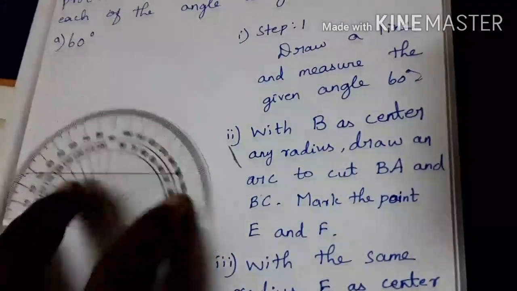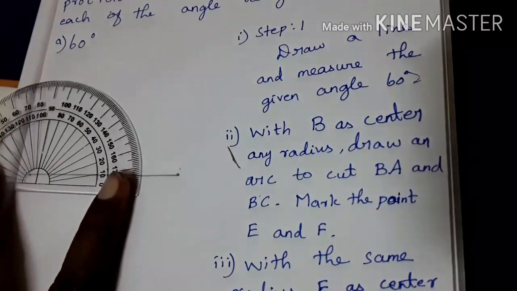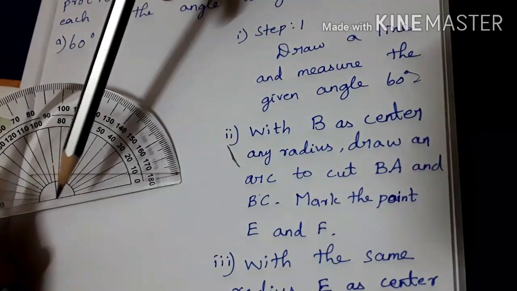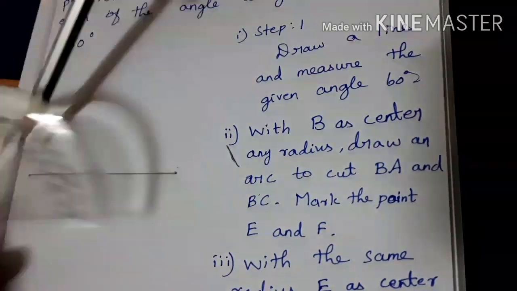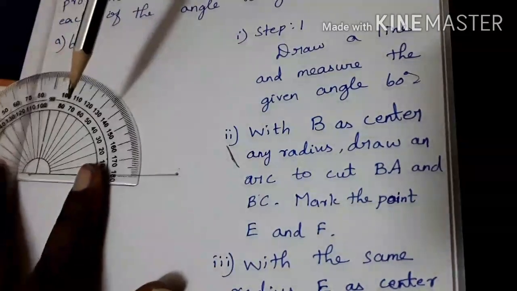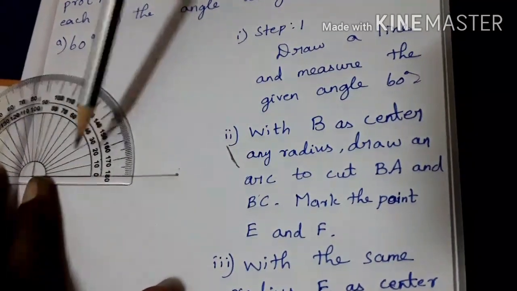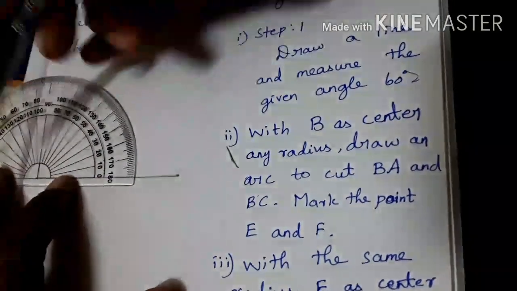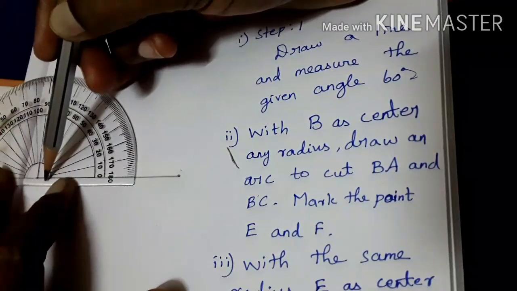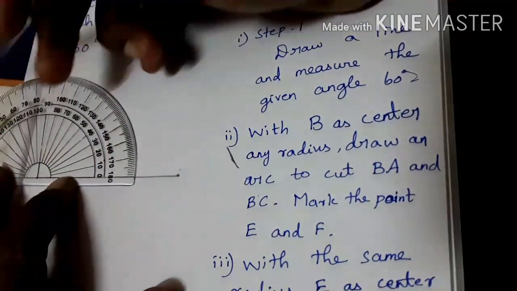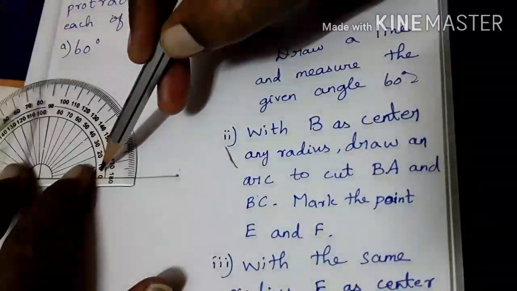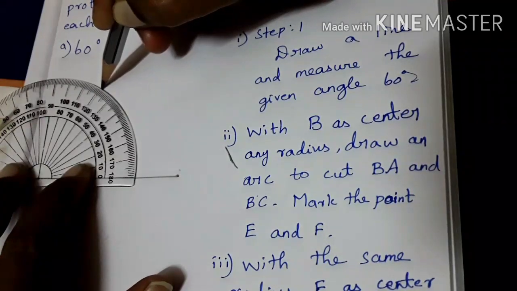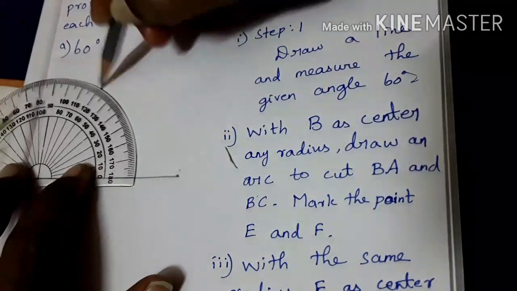Next, measure the angle. When we measure the angle, the center point of the protractor should touch the starting point of the line segment. And the protractor should be straight, the protractor line lying on your line segment. Okay, it should be straight. And then you measure 60 degrees. Last year in 6th standard you studied how to draw angles. So measure 60 degrees.